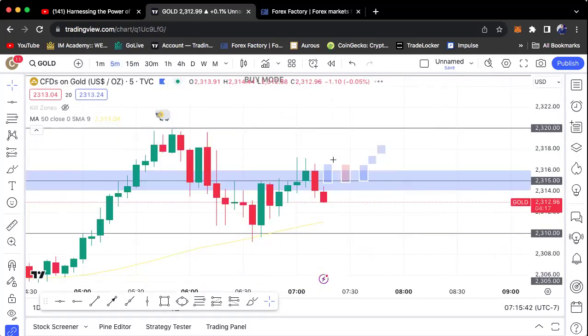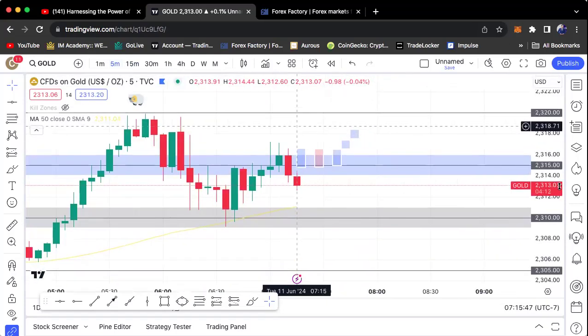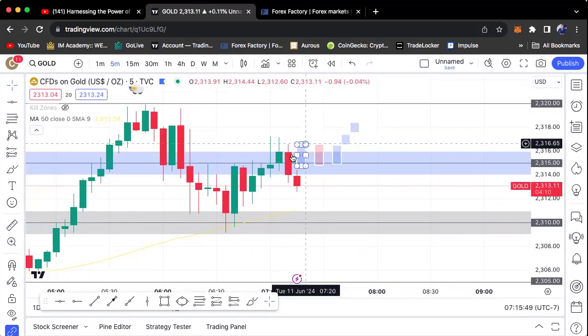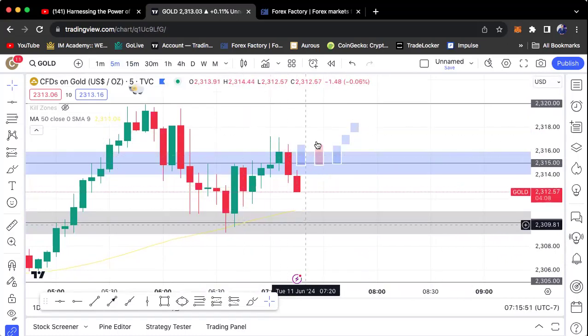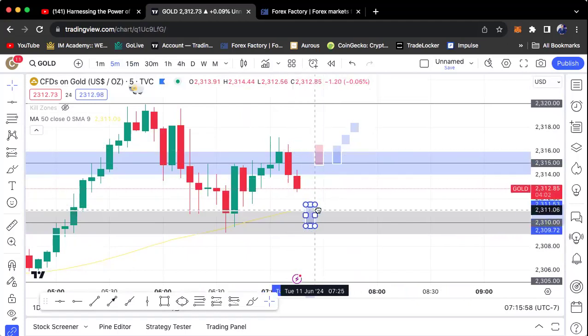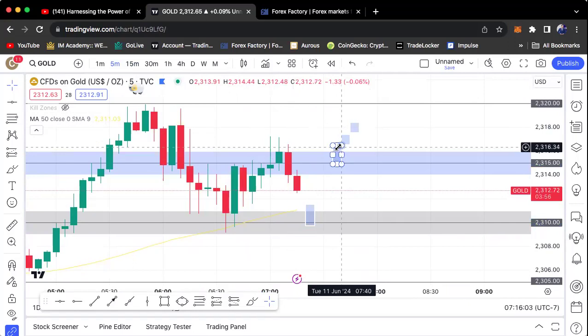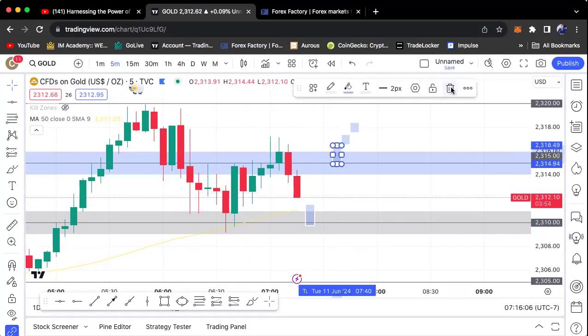Yeah, so this is invalid. This is invalid here, guys. Do not take the buy. It may come back to retest here. Do not take the buy yet. This trade is invalid, guys.